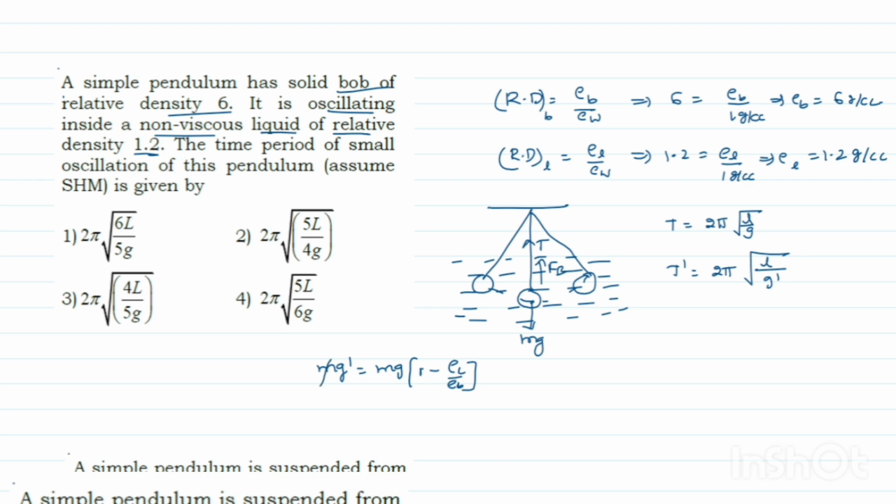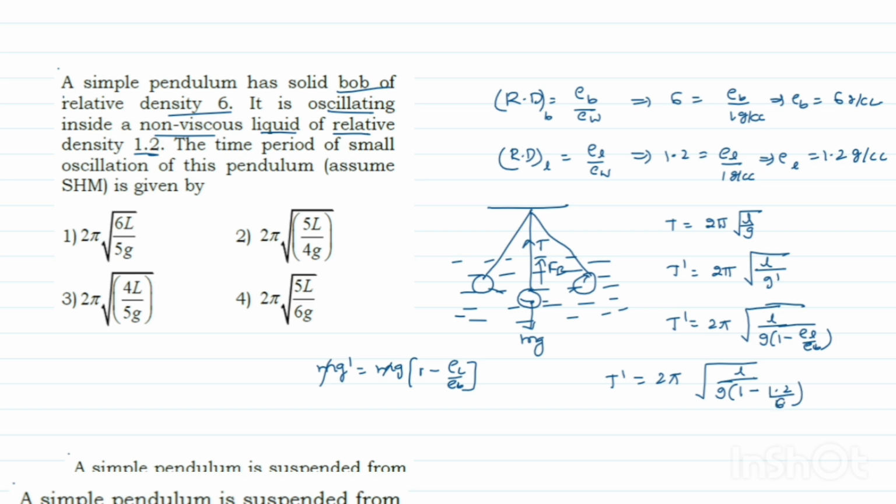So cancelling m, g dash equals g into 1 minus density of the liquid by density of the body. Then T dash equals 2π root over L by g dash, which is L by g into 1 minus the liquid density we have calculated already, 1.2, by 6.